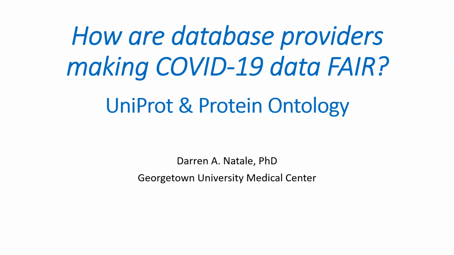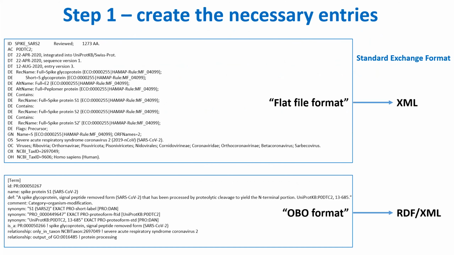As mentioned previously, databases and ontologies are already quite FAIR-focused, so I'll focus on our responses. And as I'll demonstrate, both UniProt and PRO have responded to the need for information on COVID-19 in similar manners. The first step taken in each case was to collect any available information to create the entries describing the relevant proteins. As was done for IEDB, most information comes from the literature, but we also make use of prediction.